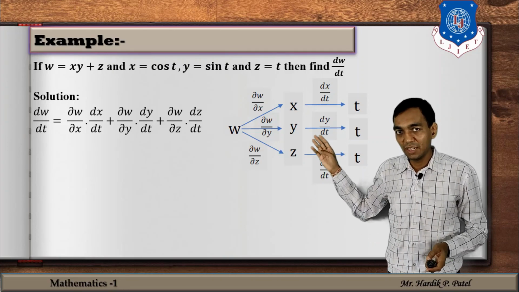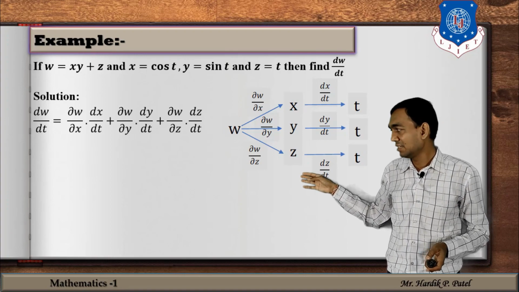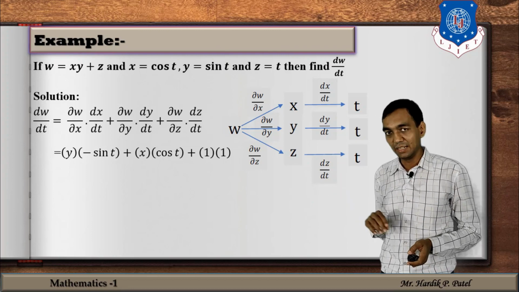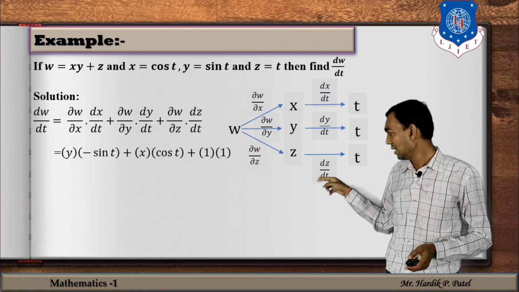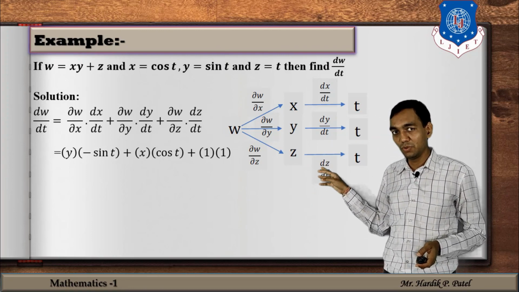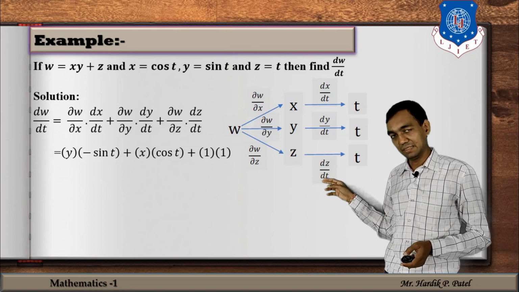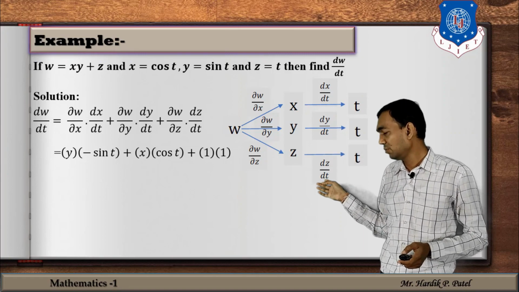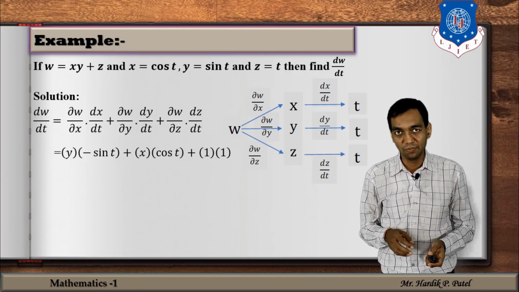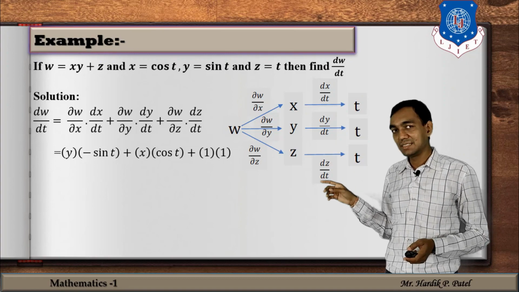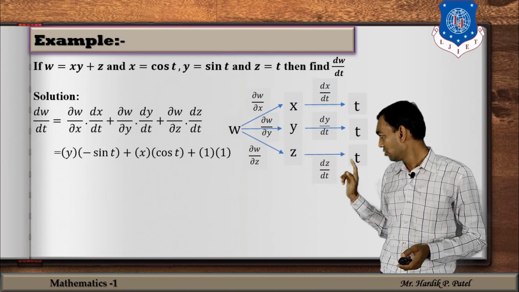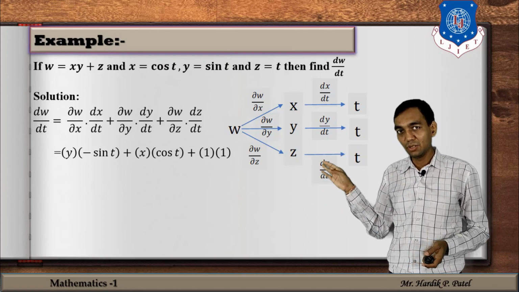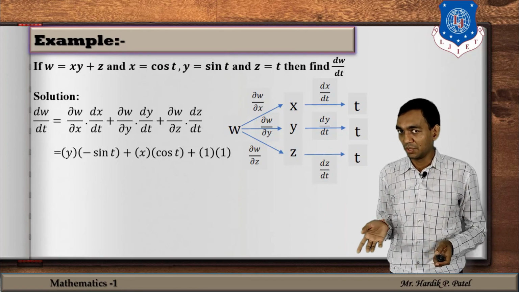Correct? Now putting the values of del w by del x, that is nothing but y, and dx by dt, that has a value minus sin t. In the same manner, del w by del y, derivative of w with respect to y, that will be x, and dy by dt, derivative of y with respect to t, that is sin as a derivative cos t, and del w by del z, that is derivative of w with respect to z is 1, and dz by dt, derivative of z with respect to t, that is also 1.